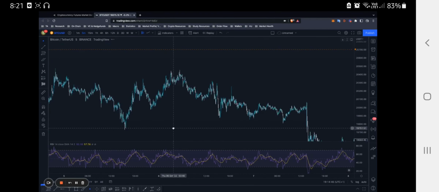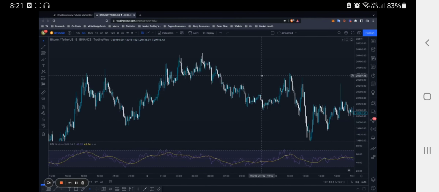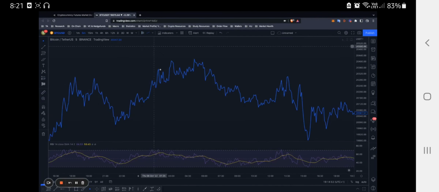Here's a perfect one. Perfect divergence on the 5-minute. All right, so remember, we're looking at the line chart here. So here we have Bitcoin's price makes a high, and then it makes another high. See here? But the RSI on the first high, it peaked just over 70. By the time we reached the second high, it was down. Very clear divergence.